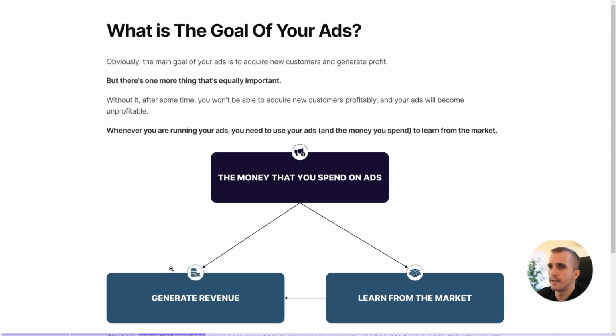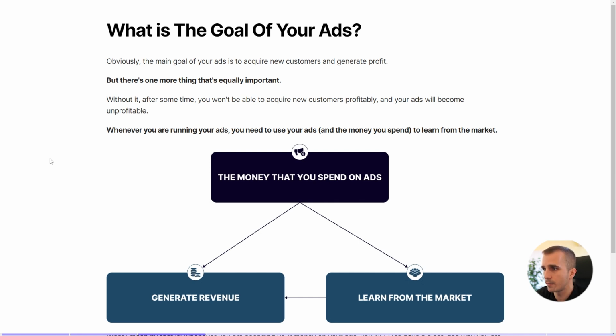So here's the thing. First of all, let's cover what is the goal of your ad. So obviously the main goal of your ad is to acquire new customers and to generate profit. Like, that's pretty obvious, right? But here's one more important thing that's equally important to this thing that I have mentioned. So without this thing that we will cover in this video, after some time you will not be able to acquire new customers profitably, and your ads will become unprofitable. So you will see how your ROAS declines and you just won't be able to scale further.